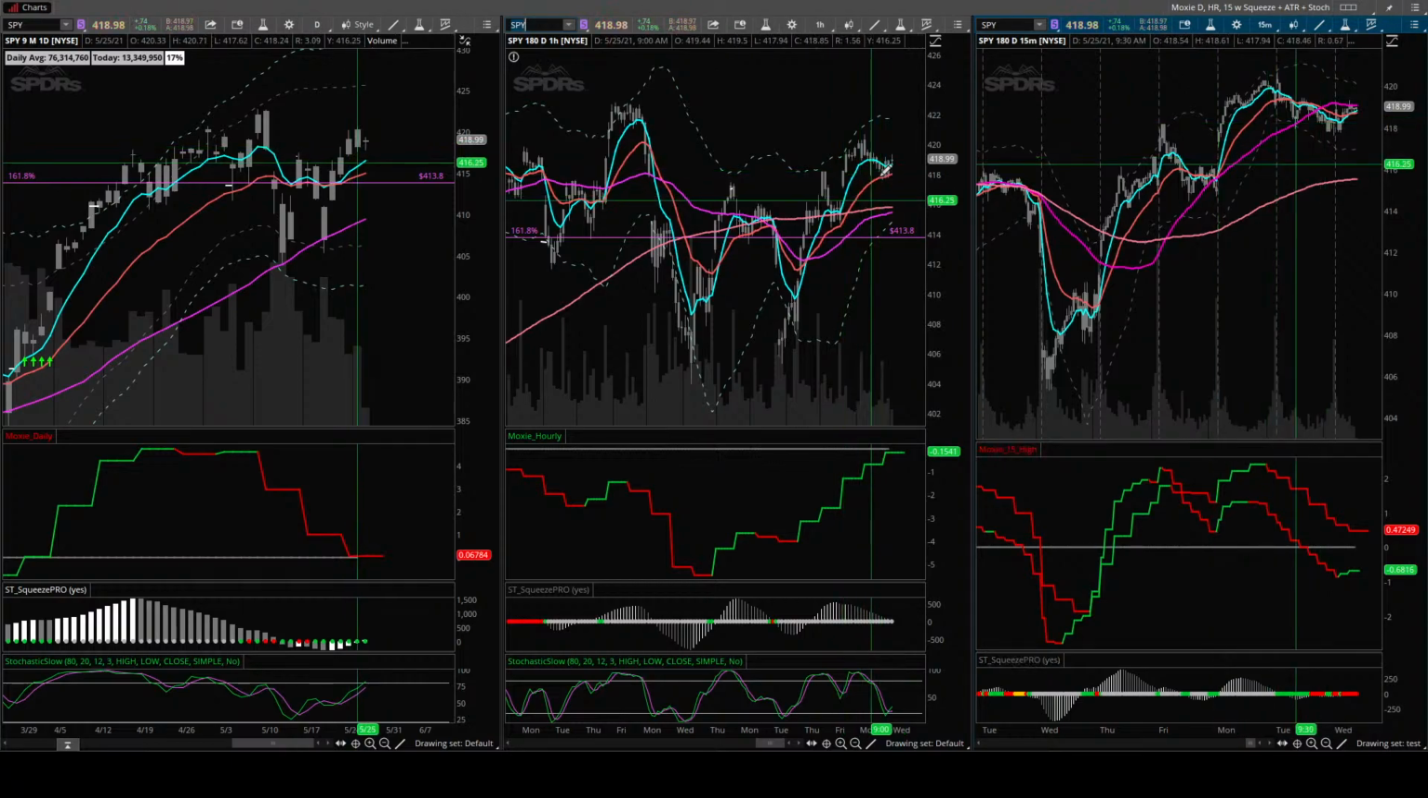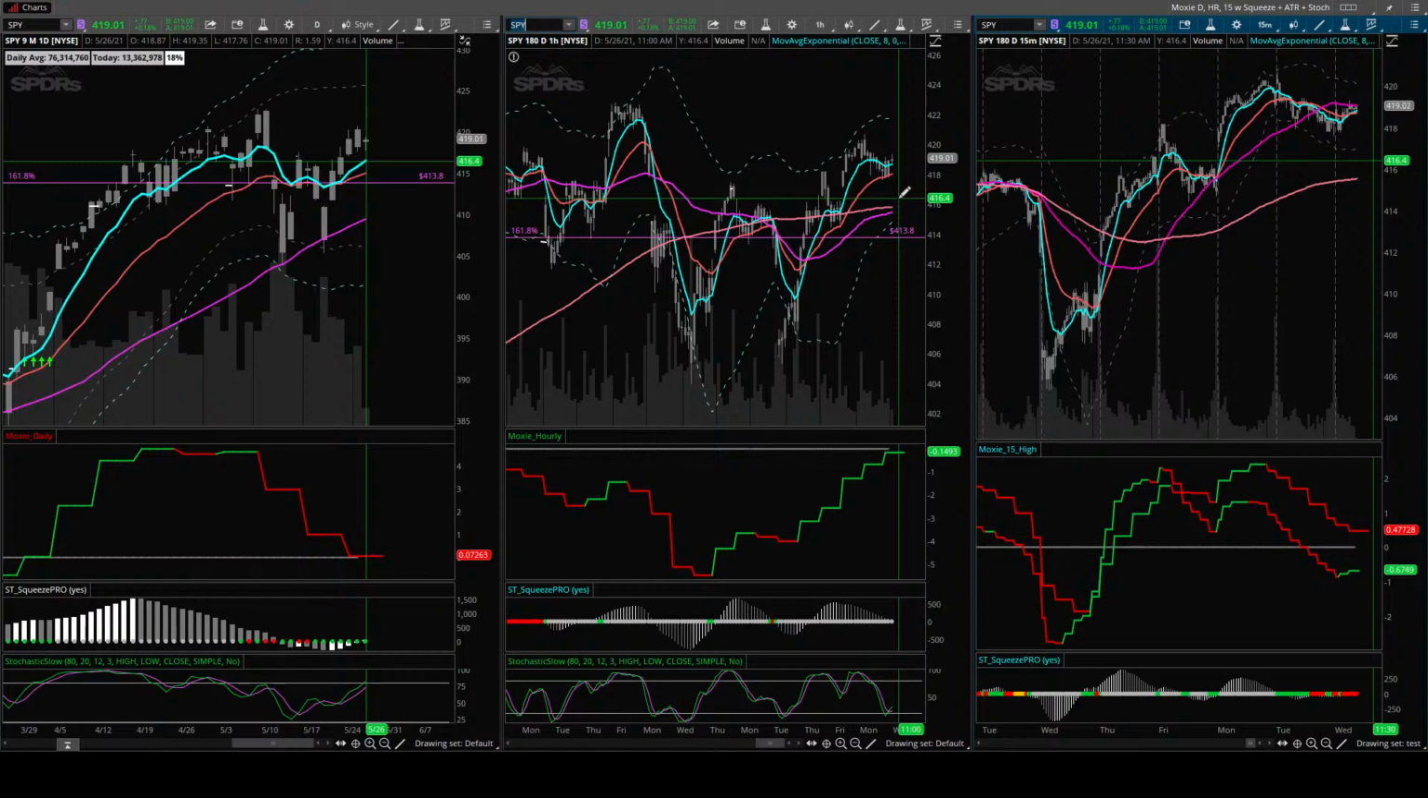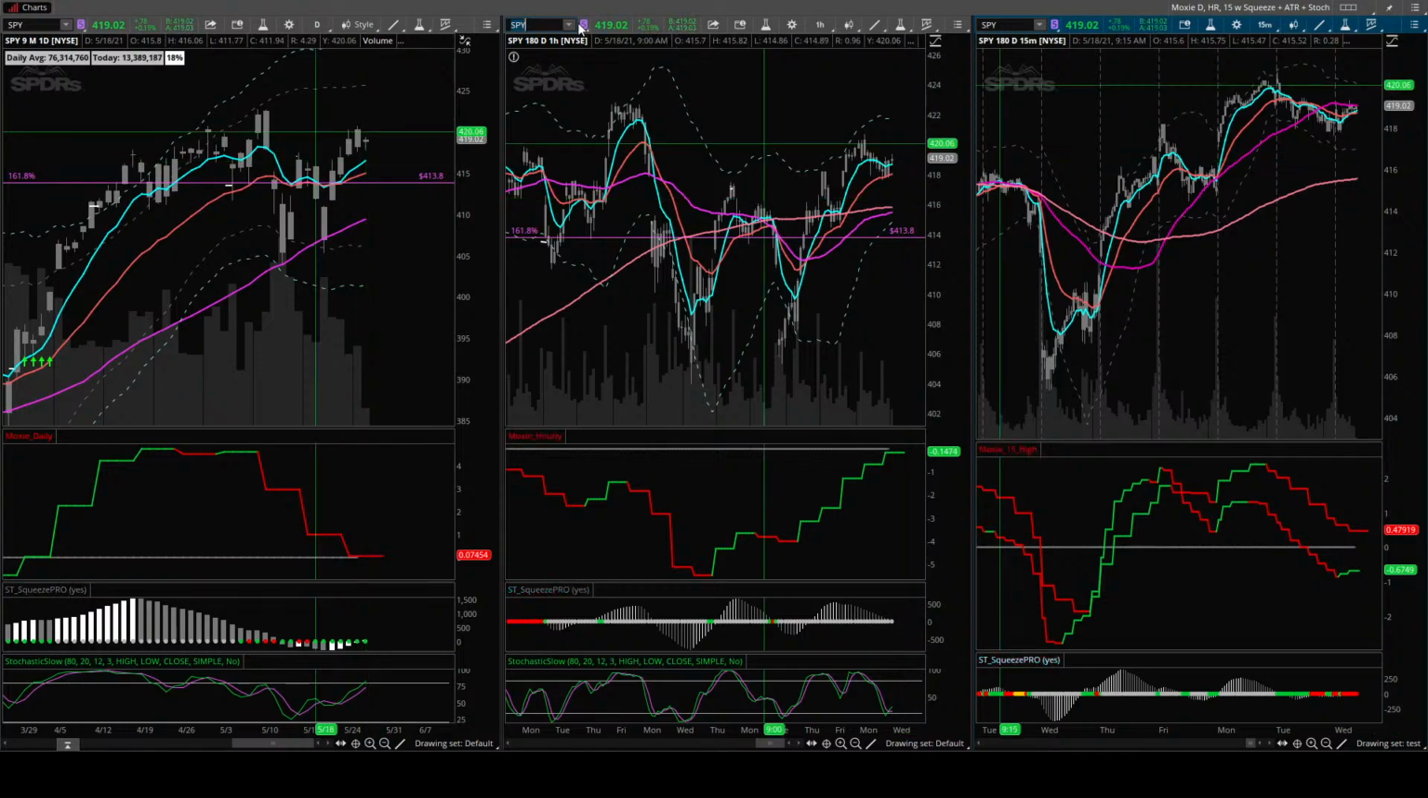But otherwise, if price doesn't go down, then I would like to see the SPY chop around just a little bit longer, going sideways, to get the hourly 50 closer to price. So I want the price and the hourly 50 to get a little bit closer for support.